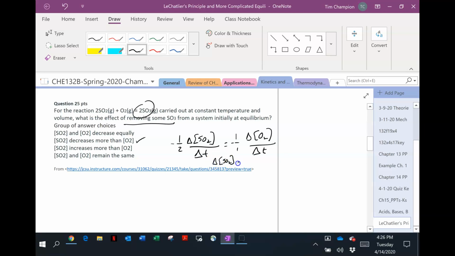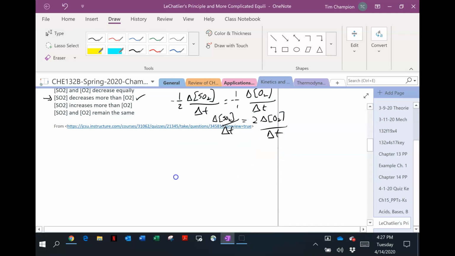which means that the rate at which SO2 is changing is going to be 2 times the rate at which O2 is changing, if we cancel those negative signs out and multiply both of them by 2. So the correct answer should be this one, that SO2 decreases more than O2. Again, we know that the reactants are going to produce some more products to replace the SO3 that's been taken out of the system.